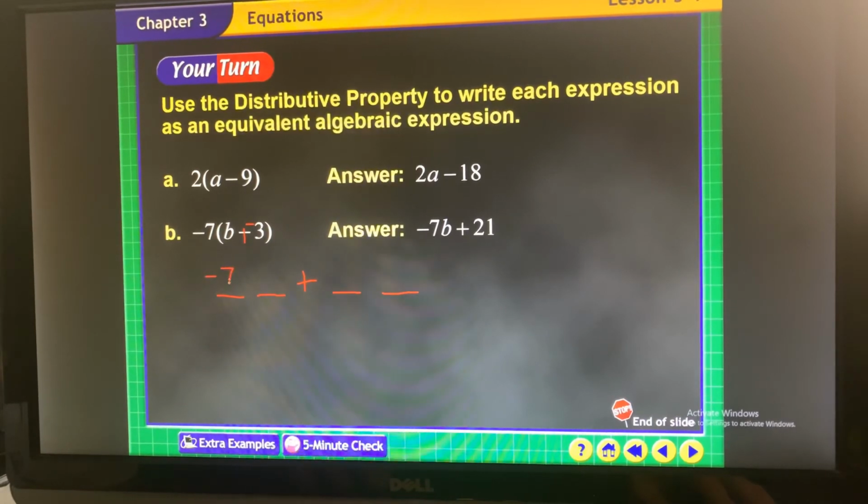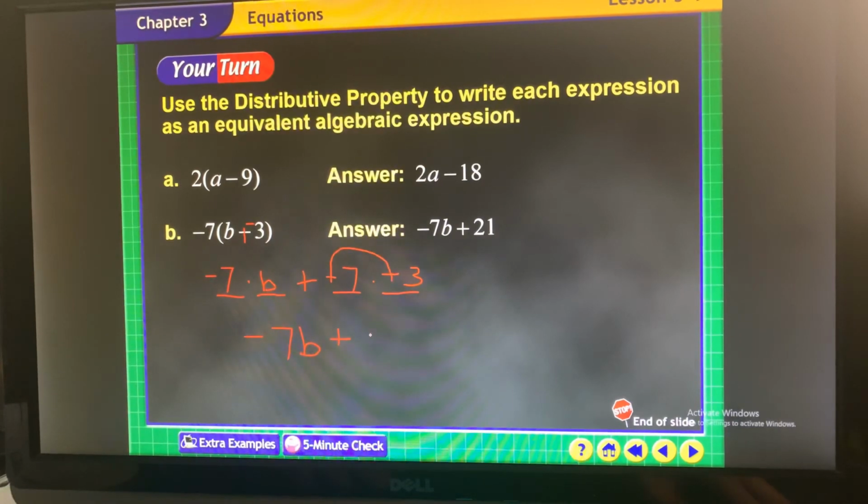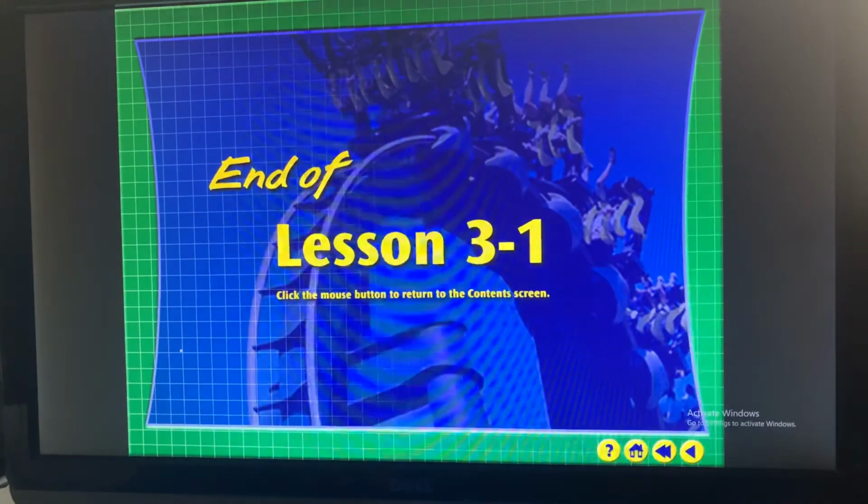And you have negative 7 times b and negative 7 times negative 3. So I have negative 7b here, plus those 2 negatives make a positive 21. There you go. That's the end of distributive property.